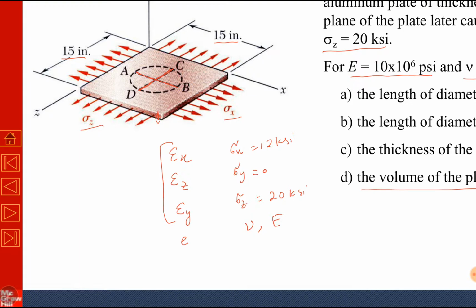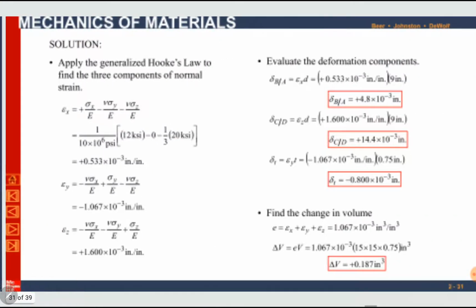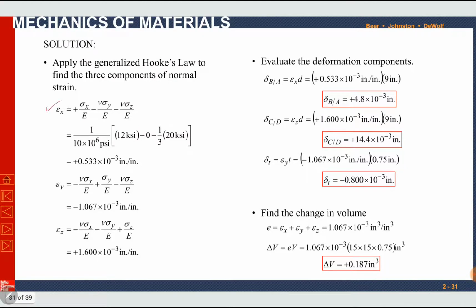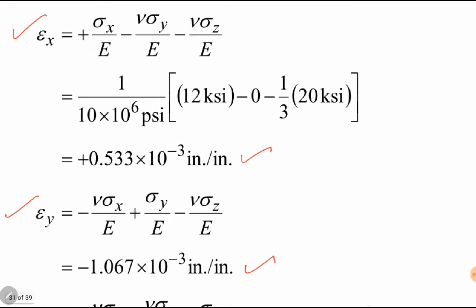We can use Hooke's law, generalized Hooke's law, to find normal strain. So generalized Hooke's law is given for epsilon x, epsilon y, and epsilon z. All these values are known: sigma x, sigma y, sigma z, E, and nu. By putting the relevant values, we can find epsilon x, epsilon y, and epsilon z. The unit is inch per inch, so there is actually no unit of normal strain.